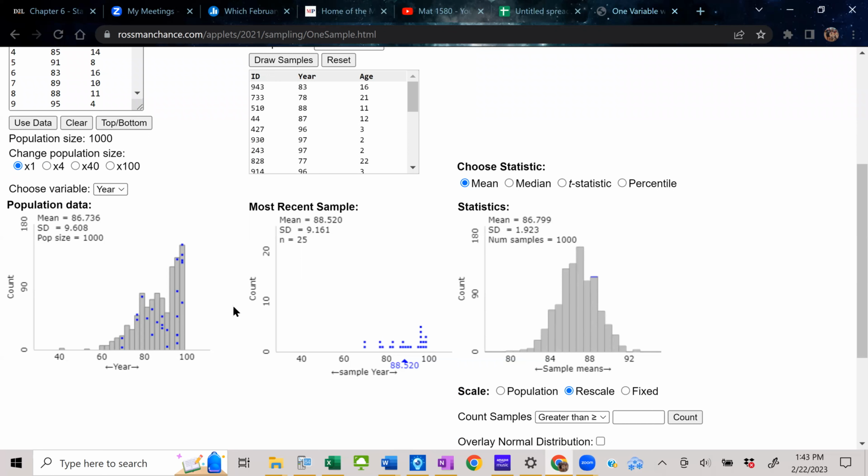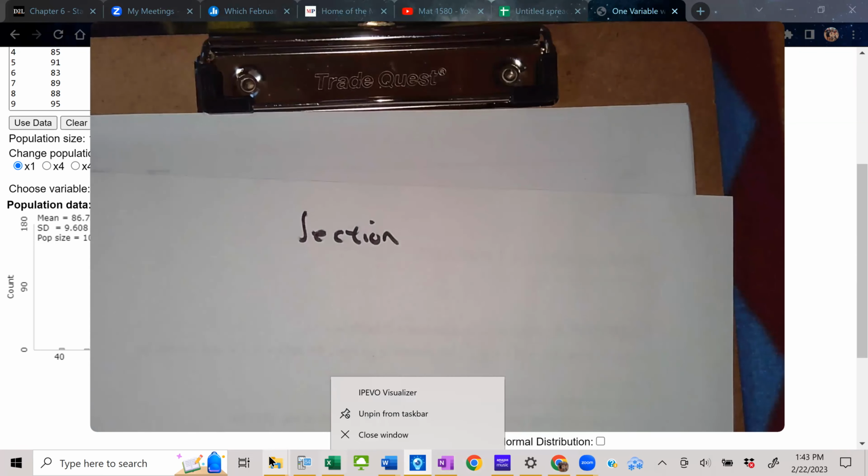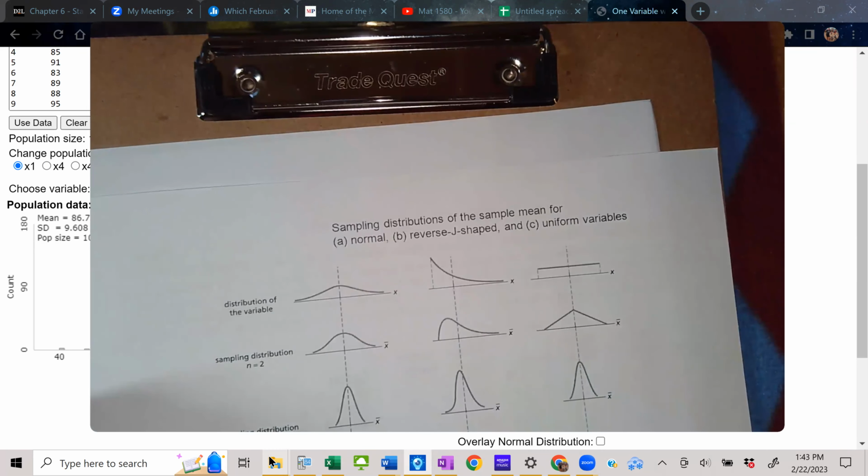So nice. And what this is showing is that regardless of what you start out with in terms of an initial sample, if your sample size gets big enough, the sample mean is going to have a normal distribution. Let's take a look at that with your handout. So this is section 6.4.